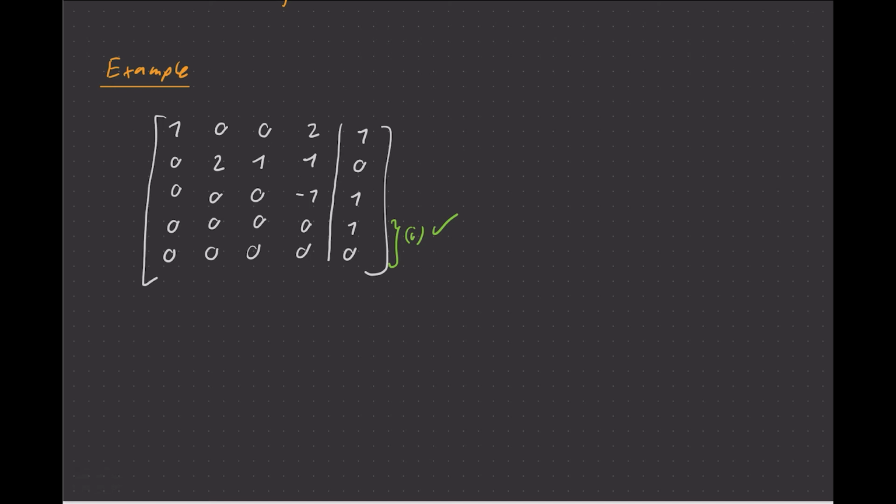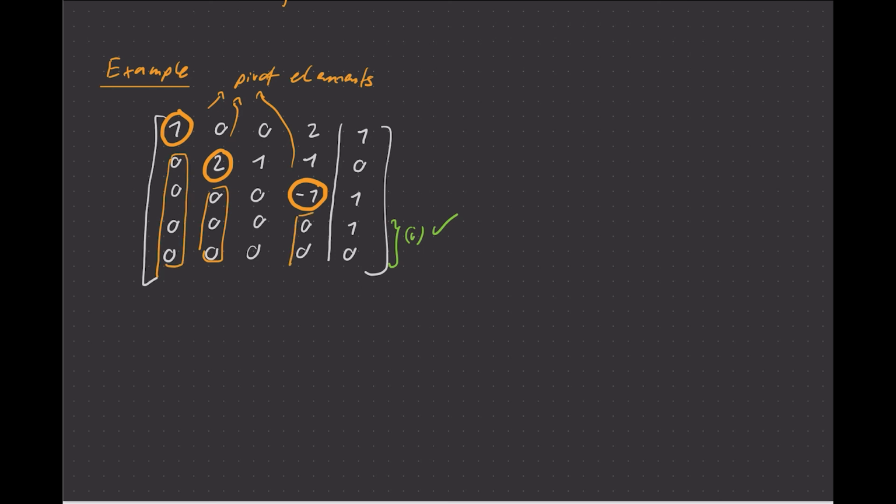Have a look at the leftmost non-zero entry. So here's one. Here's that for row 2. Here's that for row 3. And the other rows don't have a leftmost non-zero entry. So those here are the pivot elements. And you'll notice that we have zeros here. We have zeros here. And we have zeros here. Right? So that is rule 2, sorry.